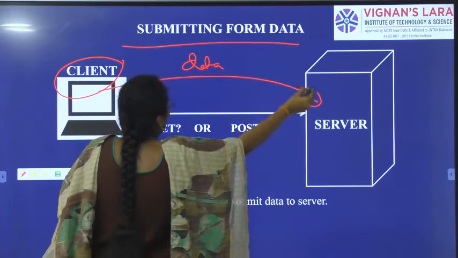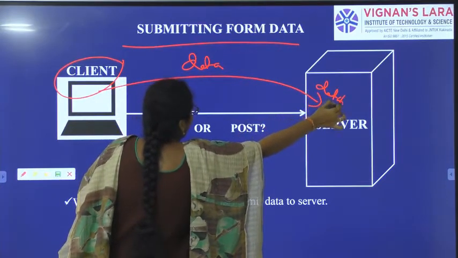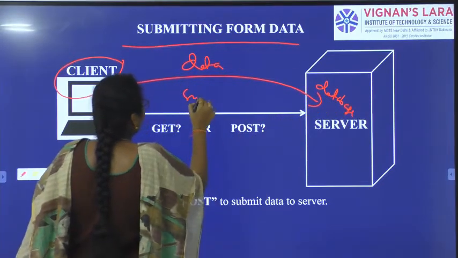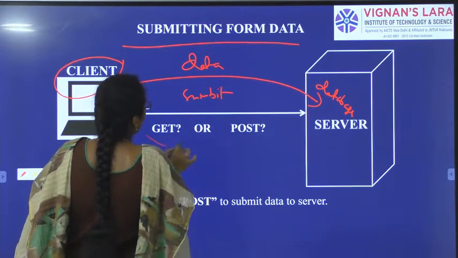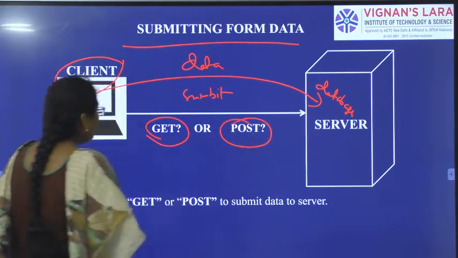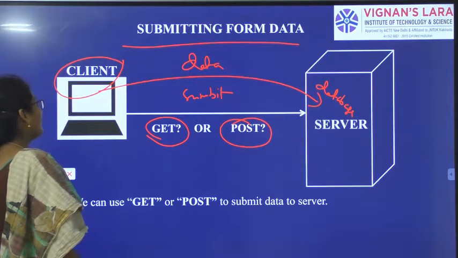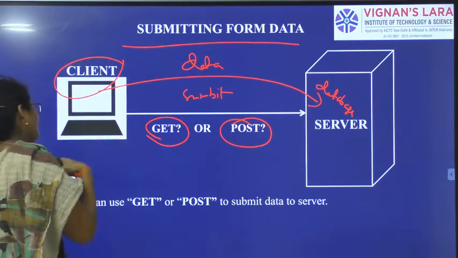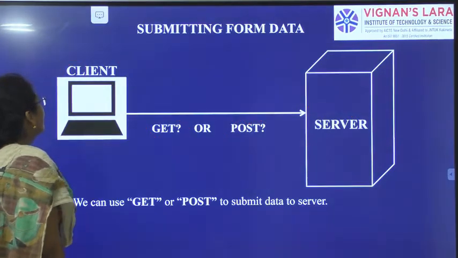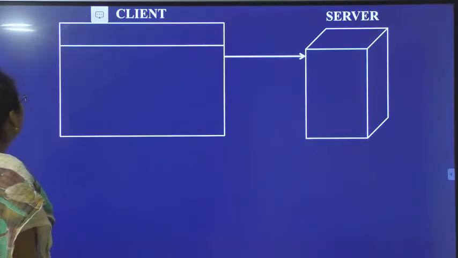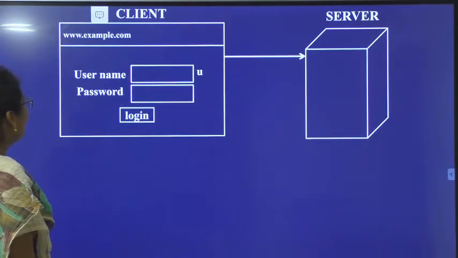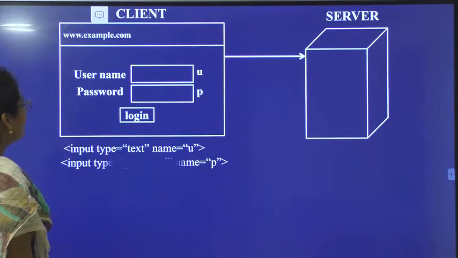Next topic is submission of form data. The client wants to submit data to the database. For this submission, we can use either the get method or the post method. So if you want to submit the data to the server or to the database, you can use the get method or the post method. See now how the get method and post method will work.